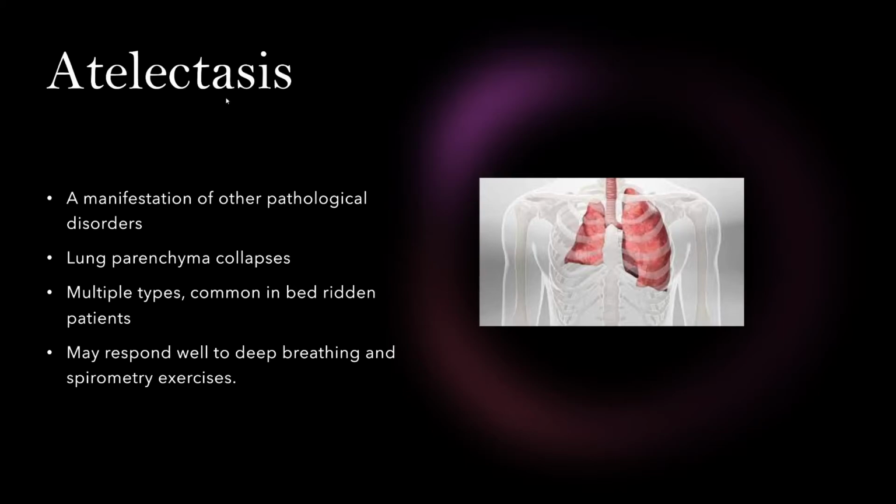Atelectasis is a fancy name for any sort of lung collapse. It can be used to describe, it's a result of many other pathological disorders. Basically what happens is the parenchyma collapse. This is the portion of the lung that exchanges gas, where diffusion occurs. That's the parenchyma. It collapses, and then lung volumes decrease. It's common in bedridden patients who don't typically have their lungs inflated very much due to a lack of activity. So it's very common in bedridden patients. And fortunately, it responds well to interventions we can provide, like deep breathing exercises and incentive spirometry.